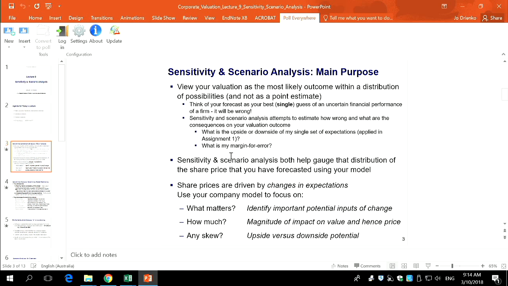It's a best guess. It's going to be wrong. And sensitivity and scenario really allows you to answer the question: if I got it wrong, what's the impact, right? How wrong can I be before my recommendation, before my stock price per share prediction, is below the current share price, right?